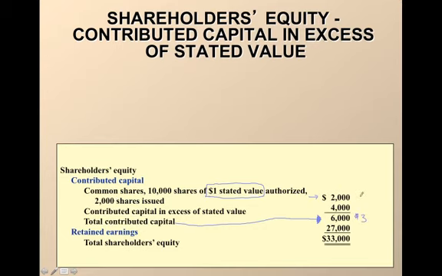$1 had to stay here. Remember, there were 2,000, so 2,000 times 1 is 2,000. And the additional $2 has to go in contributed capital in excess. So there's the 4,000. So in total, they've sold shares for 6,000. They've sold 2,000 shares for $6,000, and they've divided them up into just two different accounts. Really, that is all we have to look at here. And of course, this company has retained earnings of $27,000. Remember, retained earnings is any net income over time, subtracting out any dividends given to shareholders.